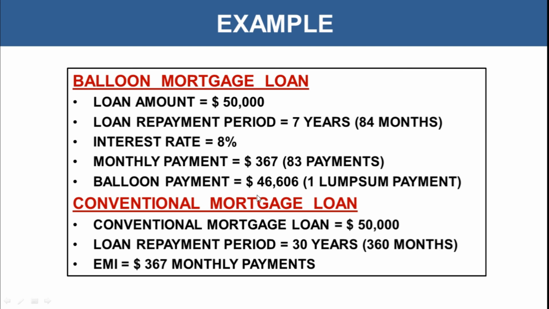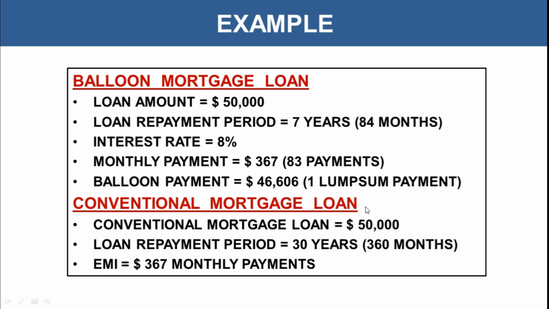But again, since you are getting a shorter repayment period, you would have to make a large lump sum balloon payment. So you can go for either a balloon mortgage loan or a conventional mortgage loan, depending on your financial situation, your future predictability, the economic situation, and your choice. So how would you be able to handle it.